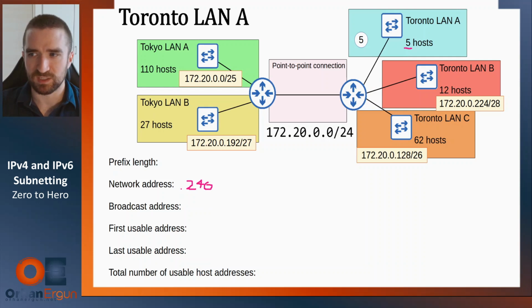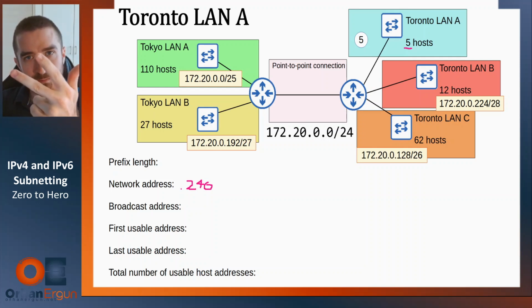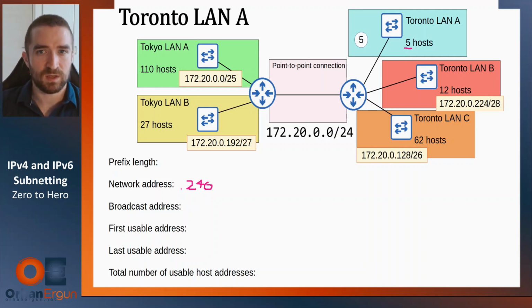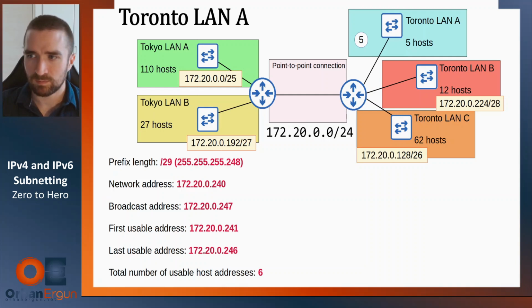What should the prefix length be to allow us to have 5 host addresses? 2, 4, 8 minus 2 gives us 6. So if we have 3 host bits, we have 6 host addresses. So that is perfect. So 3 host bits means a /29 prefix length, right? 29 bits for the network portion, 3 bits for the host portion. Okay, so hopefully you can calculate these other things here. Let's check the answer. There we go.